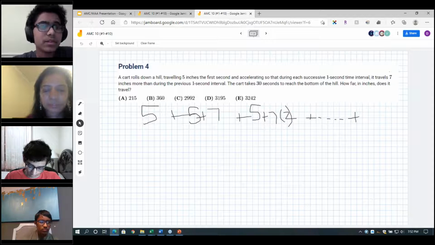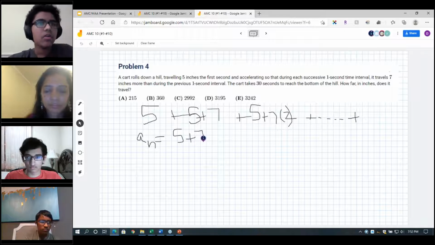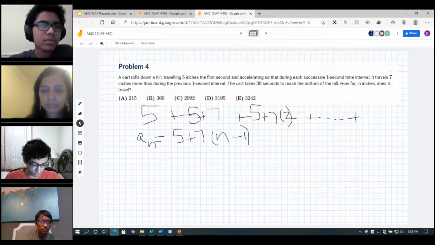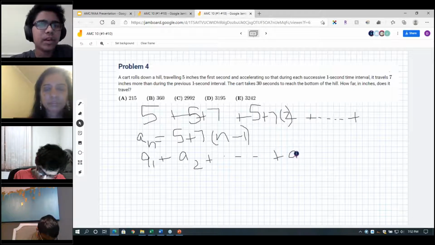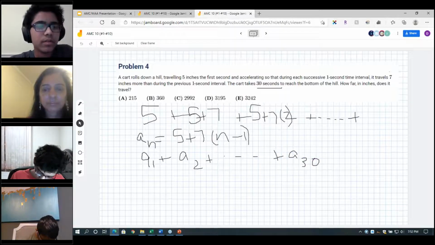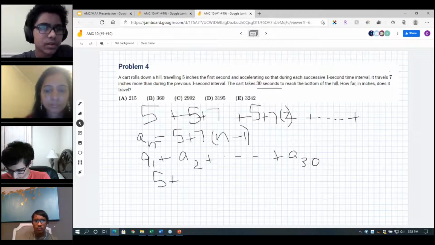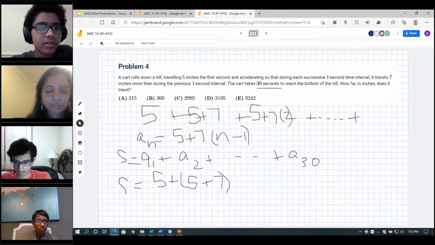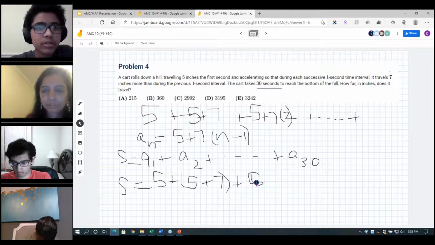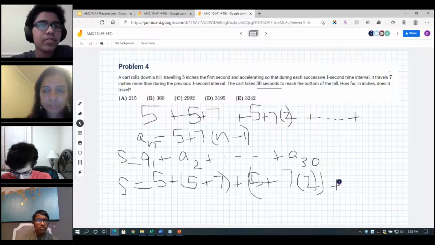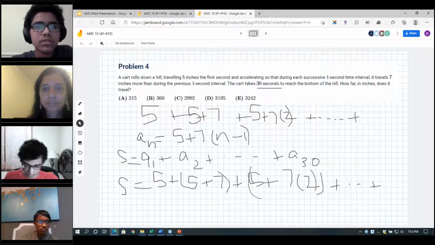We can write this arithmetic sequence as a sub n, the nth term, is 5, our initial term, plus 7 times n minus 1. 7 is our common difference. So we are asked to find the sum of the terms a1 plus a2 all the way till a sub 30, since it takes 30 seconds for the cart to reach the bottom of the hill. We can call this sum S. So S equals 5 plus 7, and then 5 plus 7 into 2, all the way till the 30th term. The 30th term is just 5 plus 7 into 30 minus 1, which is 5 plus 7 into 29.